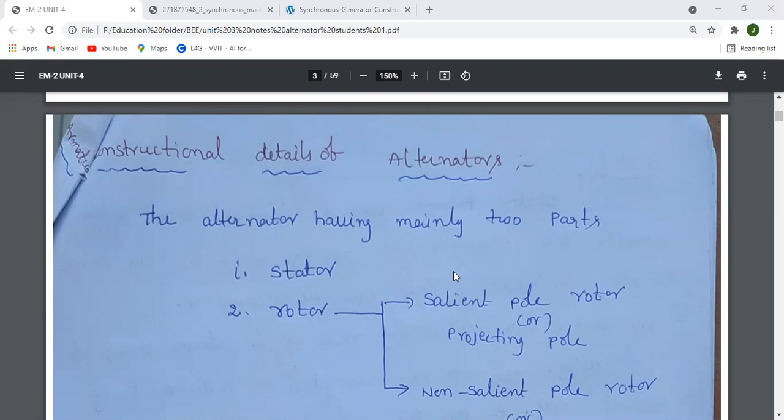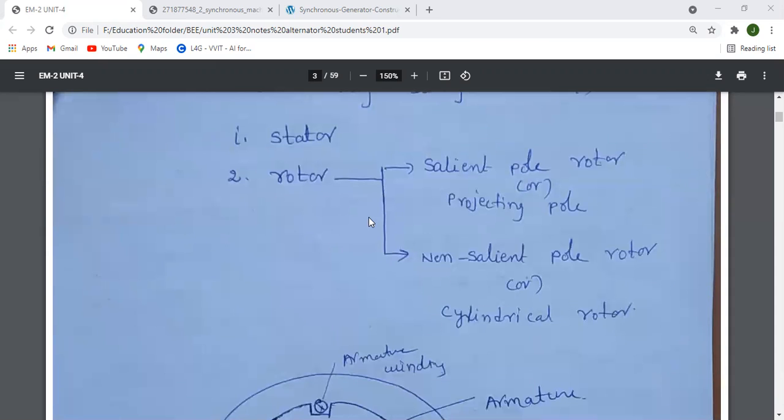Today I want to share my seminar topic about construction details of alternators. Actually, the alternator has mainly two parts, the stator and the rotor. In the rotor there are two types: the salient pole rotor, also called the projecting pole rotor, and the non-salient pole rotor, or cylindrical rotor.